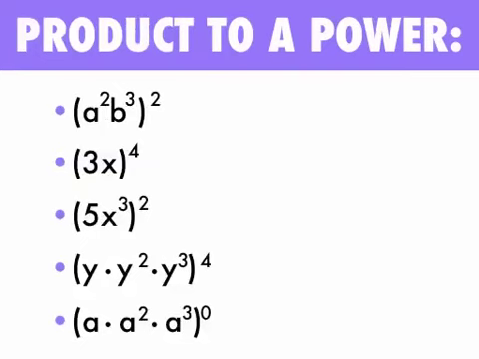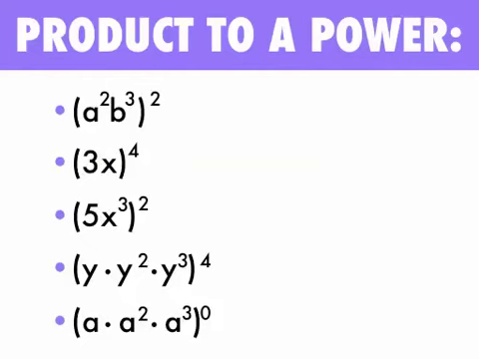And finally, we need to talk about product to a power. If you notice inside of the parentheses in these examples, I have a multiplication problem. So in the first one, I would have a squared times b to the 3rd, and then that's in parentheses, and that's all being squared. What you do is you take the exponent on the outside of the parentheses and you distribute it to every factor inside, and you're multiplying the exponents together each time.